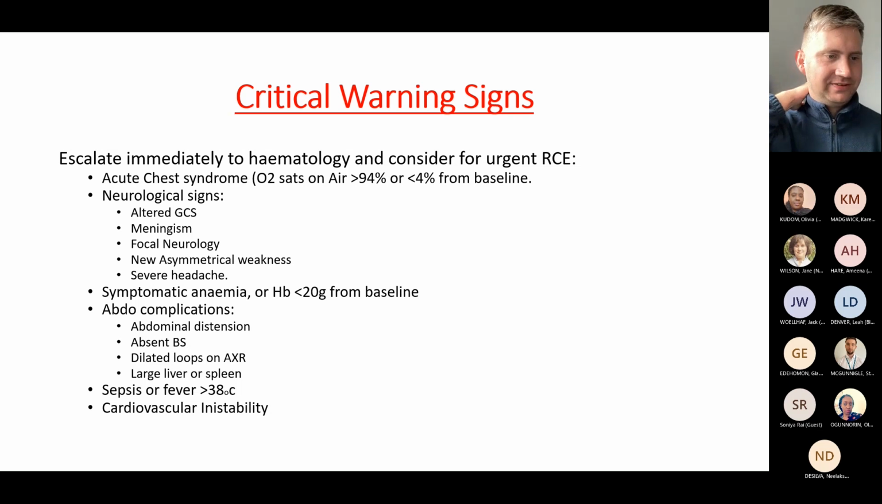Abdo complications, so we need to think if there's any abdominal distension, whether there's absent bowel sounds, any dilated loops on abdominal x-ray, whether there's a large liver or spleen, whether they have signs of sepsis or they have a fever above 38 degrees C.